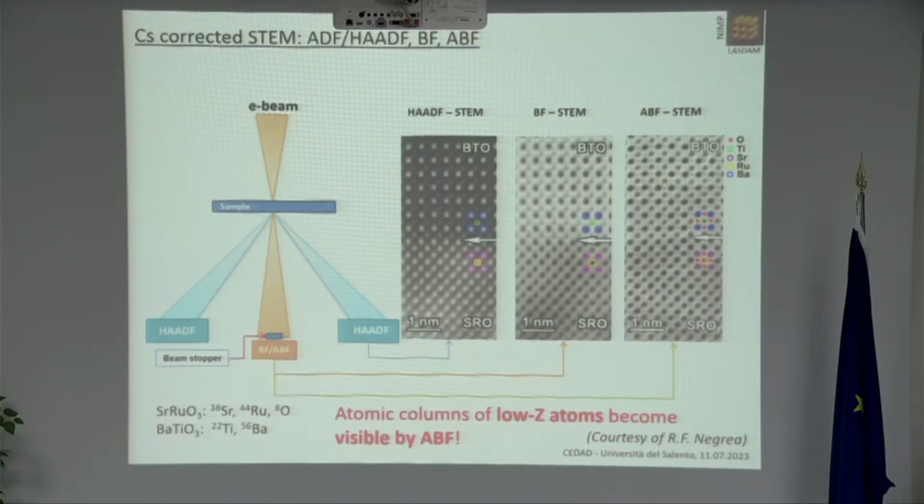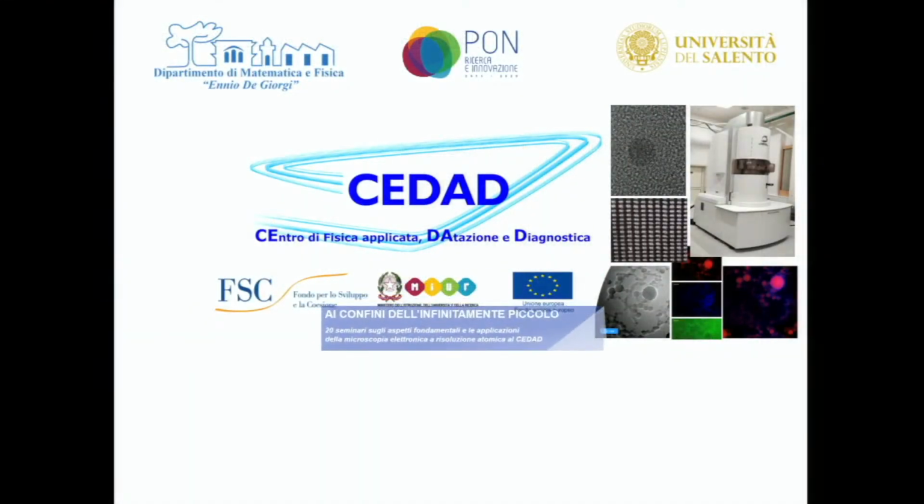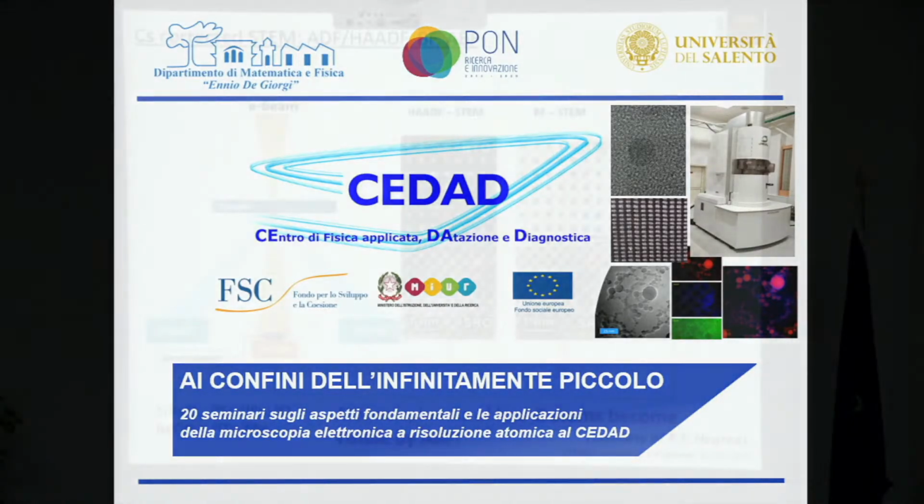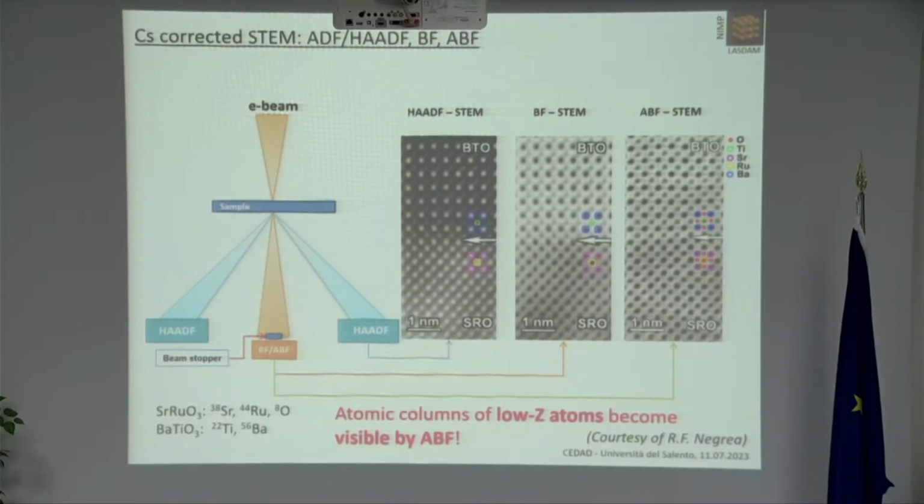If we are able to somehow collect the electrons scattered at a very low angle, close to the optical axis of the electron microscope, we are in the so-called annular bright field condition. And in this case, we can collect and observe the electrons scattered by the softest atoms, the oxygen atoms in our case. So here on these images, the small dark dots are nothing else but atomic columns of oxygen.